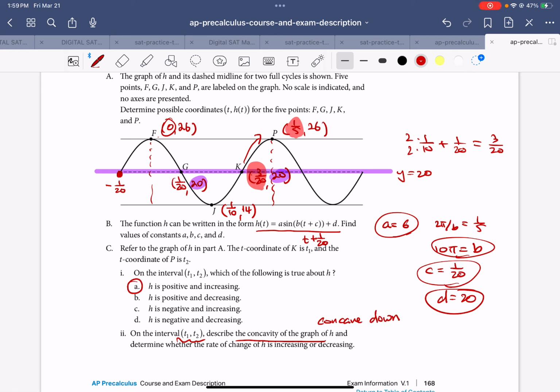Now the second portion is to determine whether the rate of change is increasing or decreasing. What is the rate of change here? That's the slope, right? The slope, what do you think? It was like this, but keeps decreasing, right? So the rate of change, which is the slope, is decreasing. That's the answer for the second one, okay?